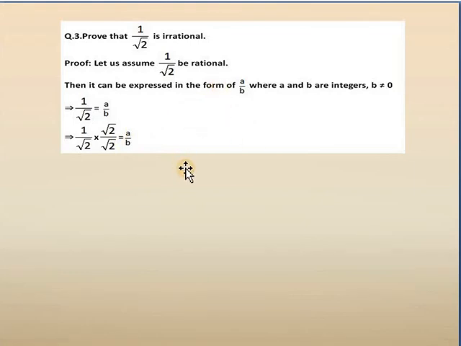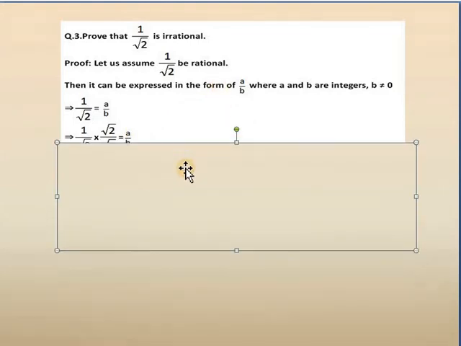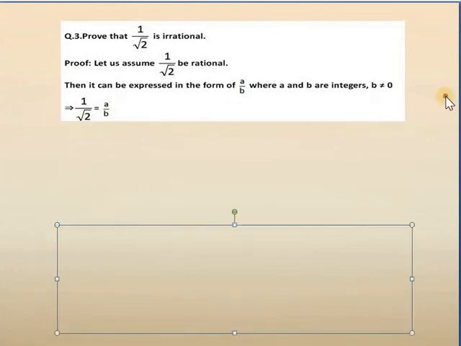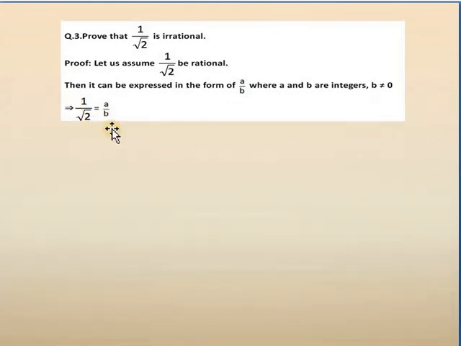But here it is very important that once you write 1 by root 2 is a by b, don't write root 2 is equal to b by a. That will be wrong. Now you may ask why. If you write root 2 is equal to b by a, we know that b cannot be 0 but a can be 0. So b by a will sometimes be not defined if a is 0. So don't write root 2 is equal to b by a.